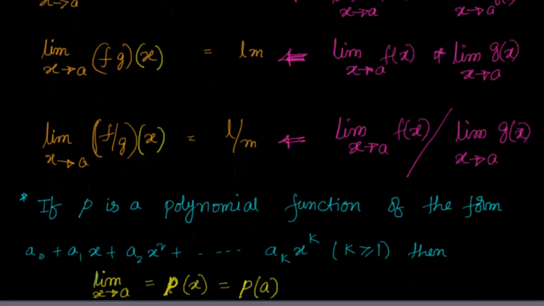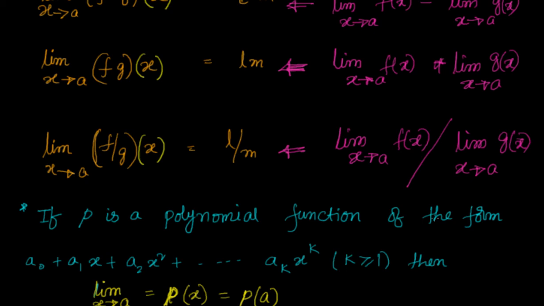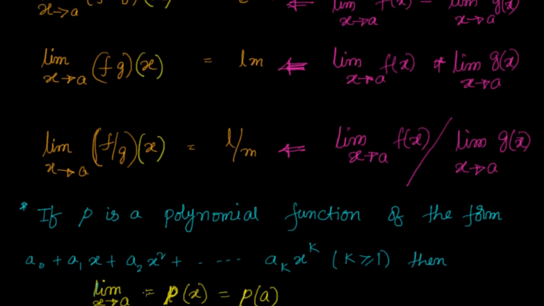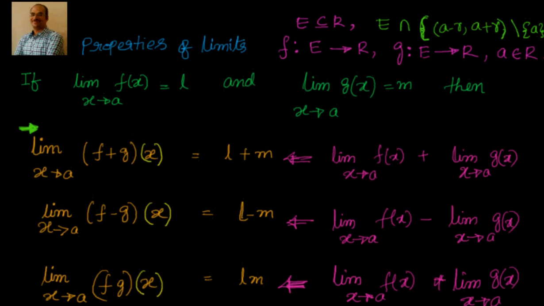Another interesting thing is if p is a polynomial in x of the form a0 plus a1x plus a2x square till ak x to the power of k, where k is greater than or equal to 1, then as x tends to a, the limit of p of x is nothing but equal to p of a. So let us do some simple examples on this to understand the properties.